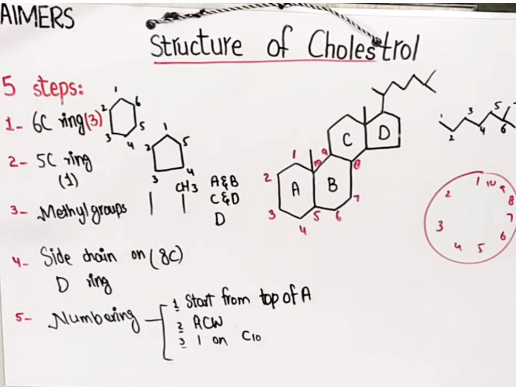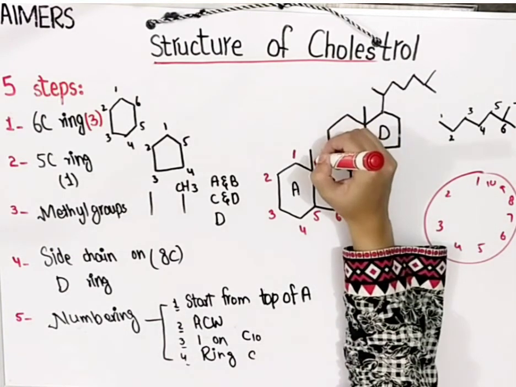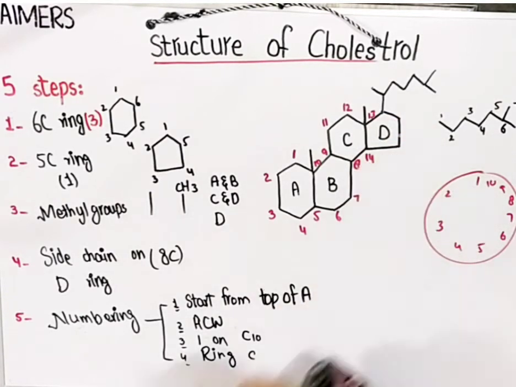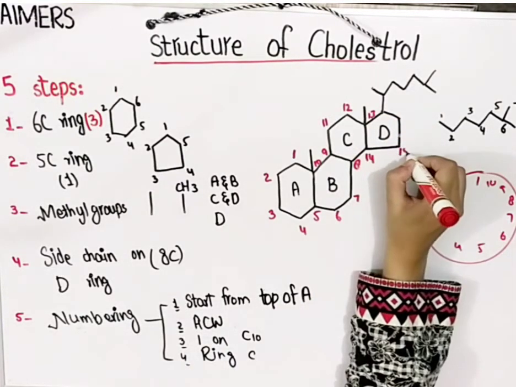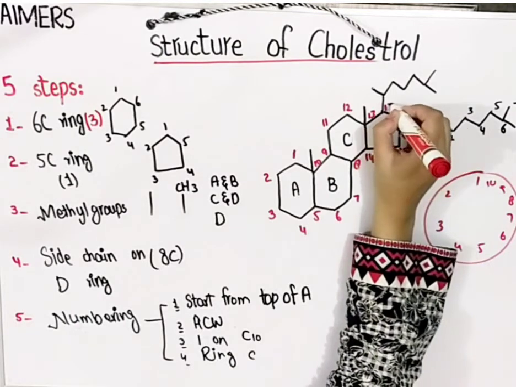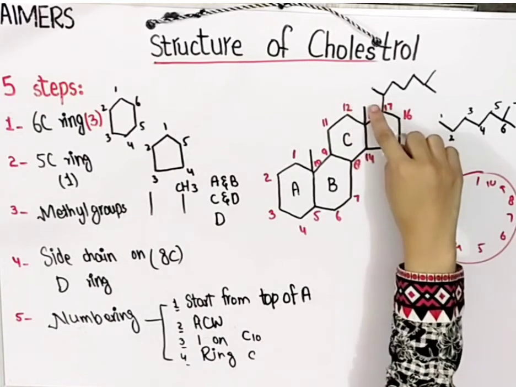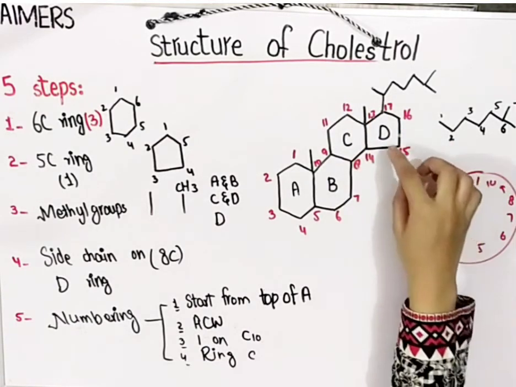Now we will continue the numbering in a clockwise fashion. You have to start the numbering from ring number C. Now you will come to ring C, and you will go like this. We have completed 10. Now 11, 12, 13, 14. Got it? Now 15, 16, and 17. What I have done here is 11, 12, 13, 14, and then on ring number D, 15, 16, and 17.